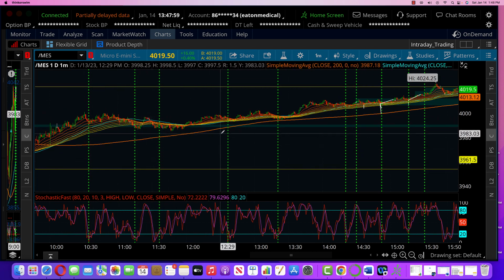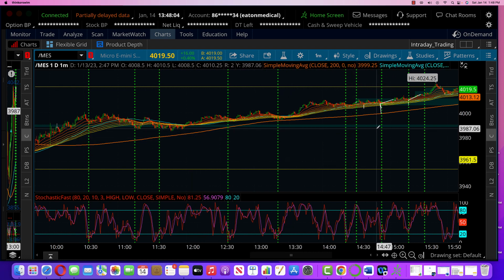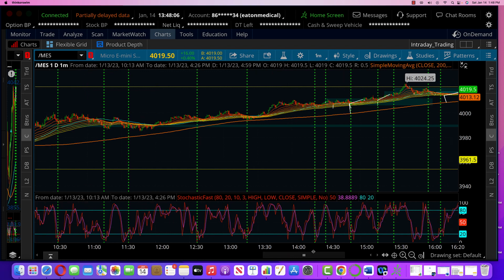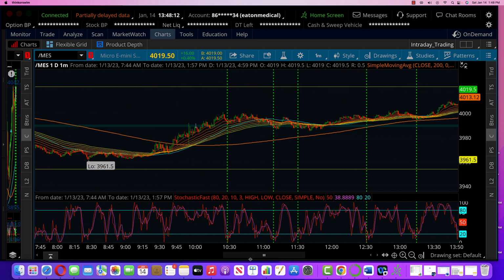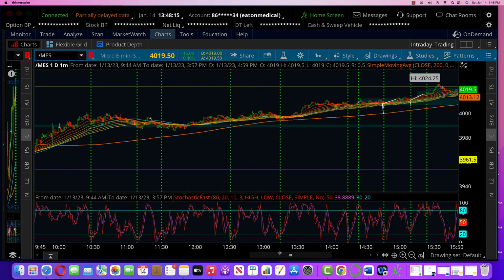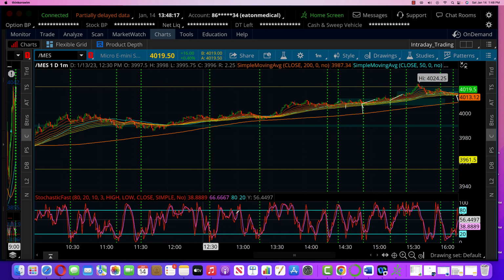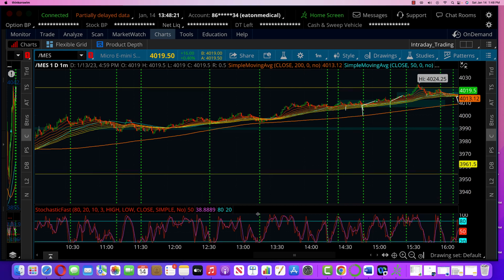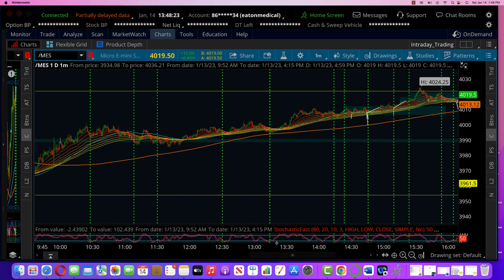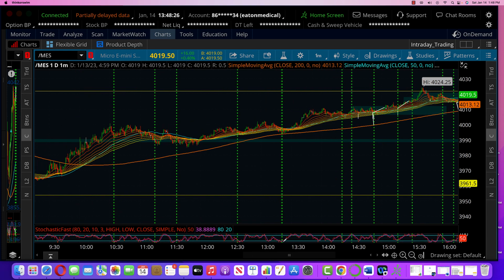1, 2, 3, 4, 5, 6, 7, 8, 9, 10, 11, 12, 13. Now, 13 potential entries from 10 to the end of the day. Tons of opportunity. And you don't need to capture all of them. Just capture one.